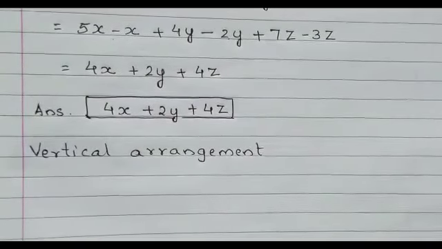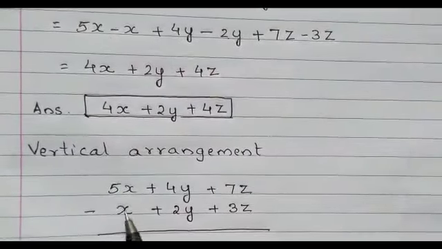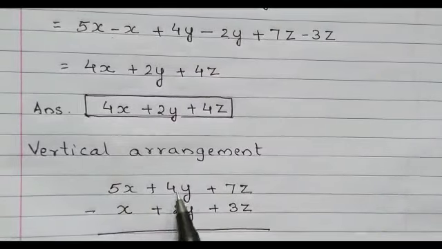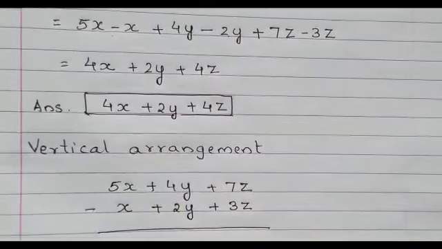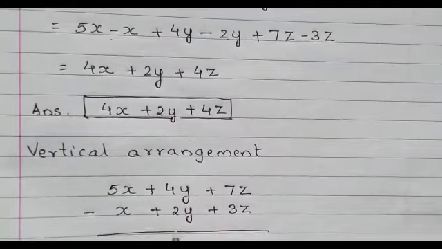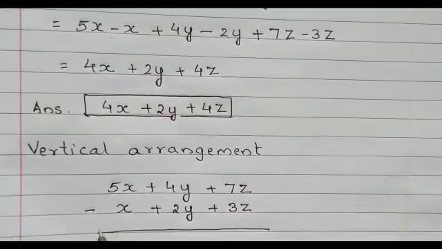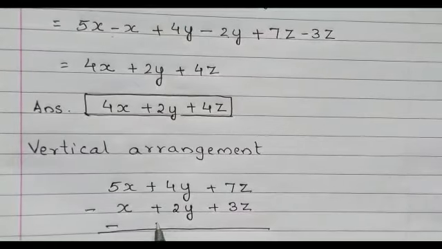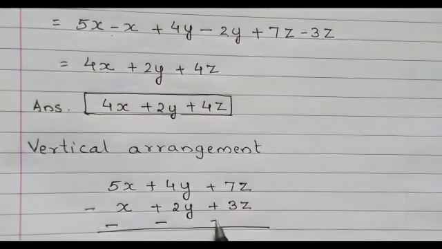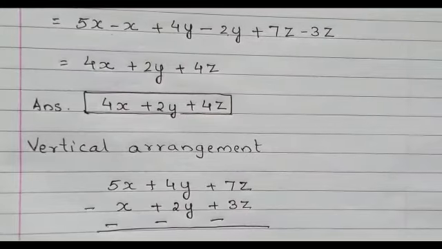Now let's do the vertical arrangement. Arrange the expressions according to the like terms, one below the other. And then we have to change the sign of every term in the second expression. So this will become minus, plus 2y will become minus 2y and plus 3z will become minus 3z.